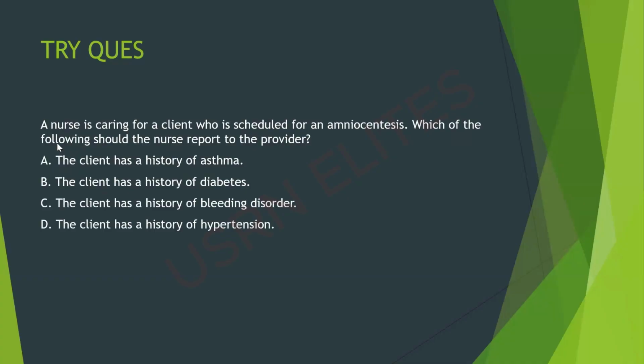Looking at the whole thing, it says you are caring for someone who is scheduled for amniocentesis. And the one that you should report, patient with asthma, what's the link between amniocentesis and asthma? You are passing a needle. Is it going to increase the risk of diabetes or asthma? No, please. A bleeding disorder, will it have a problem? Hypertension, will it have a problem? So the correct answer is bleeding disorder. Yes, that's what I chose. Later on, I didn't hear that, so I wanted to just confirm.